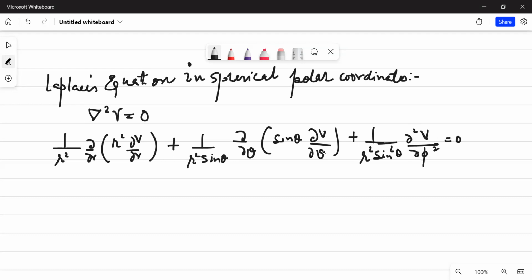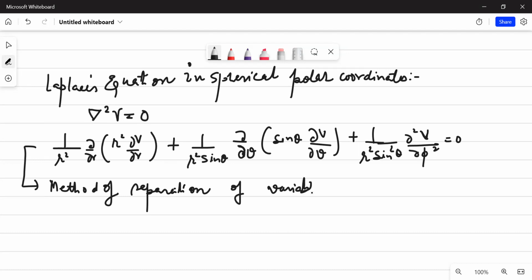So this is how you're going to write your Laplace's equation in 3 dimensions in spherical polar coordinates. We can write my Laplace's equation in this way. The way to solve these equations is something called the method of separation of variables. This is the way how we actually solve these kinds of partial differential equations.